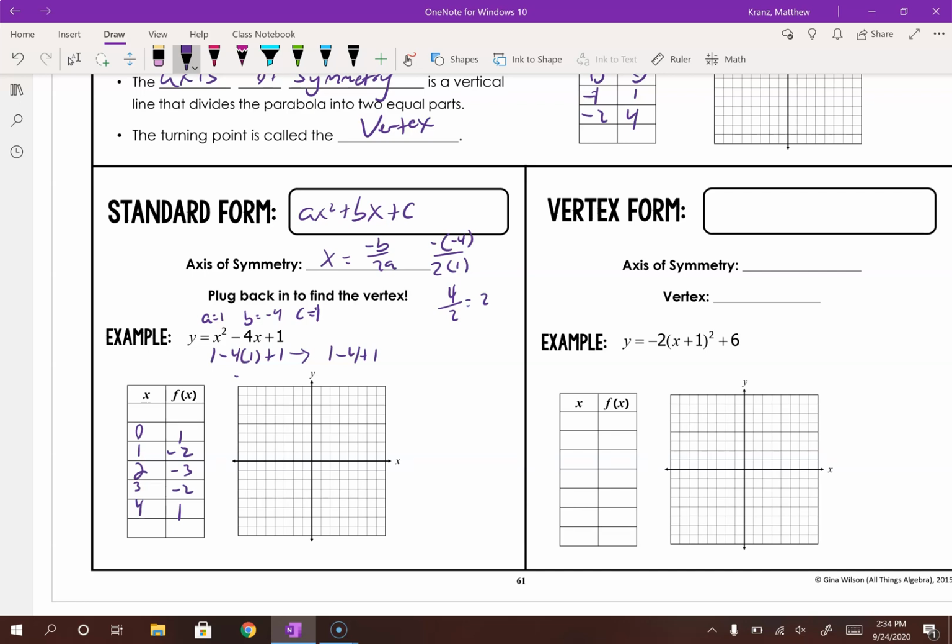So if we graph this, we have 0, 1, 1, negative 2, 2, negative 3, 3, negative 2, and like that. So our parabola is just going to kind of do one of these, where this is rounded.